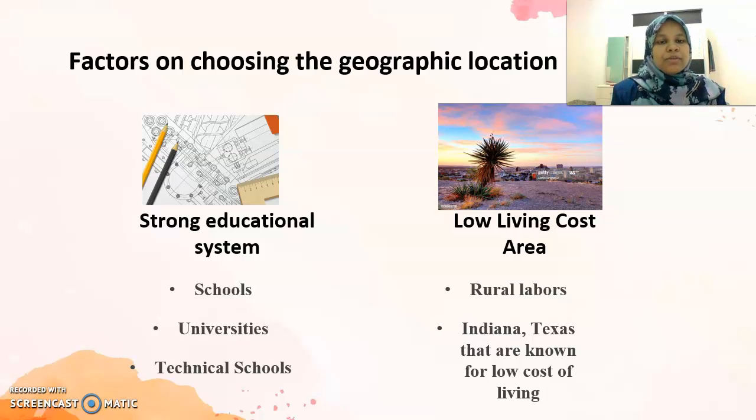The next one is a low living cost area, which is from rural labours, such as Indiana and Texas, which are known for a low cost of living. Low cost of living in terms of a low standard of living.